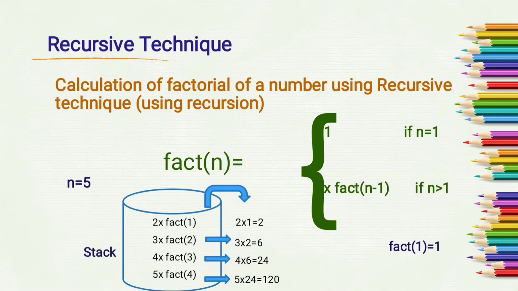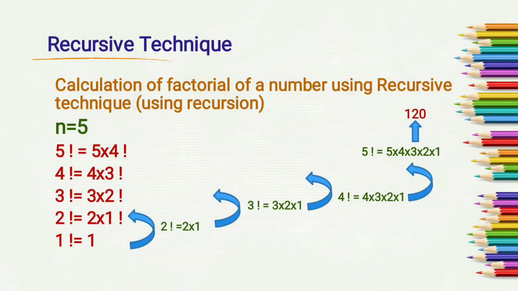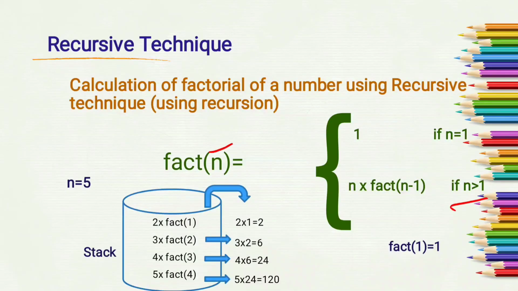What we are doing: we are calculating fact n equals 1 if n equals 1. If I want to calculate factorial of 1, then I will get the value 1. As you can see, the factorial of 1 equals 1. If the value of n is greater than 1, then what we have to do? We have to calculate n into factorial of n minus 1. Suppose the value of n is 5, then we have to calculate 5 into fact of 4. That means 5 into factorial of 4.